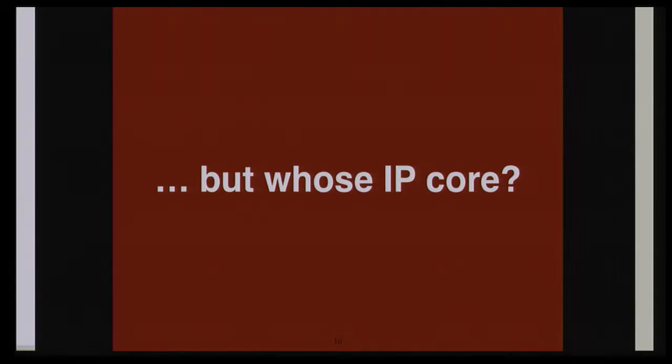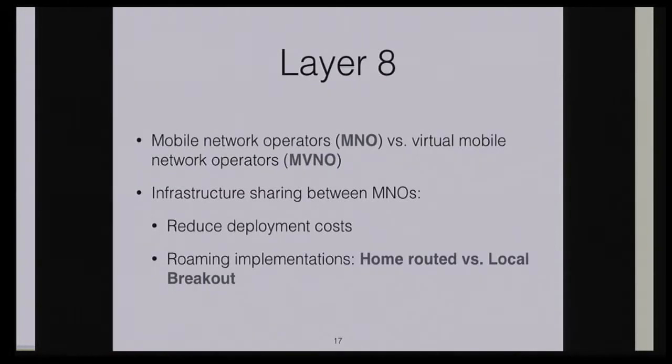But the problem is whose IP core we are actually measuring. We need to take into account the layer 8 of the protocol stack. And as some of you may know, there are 2 types of mobile operators. There are mobile network operators who have a spectrum license and deploy the whole infrastructure. And there are also mobile virtual network operators that run on top of a mobile network operator, and they can actually use completely the IP core supported by the main carrier, or they can deploy their own.